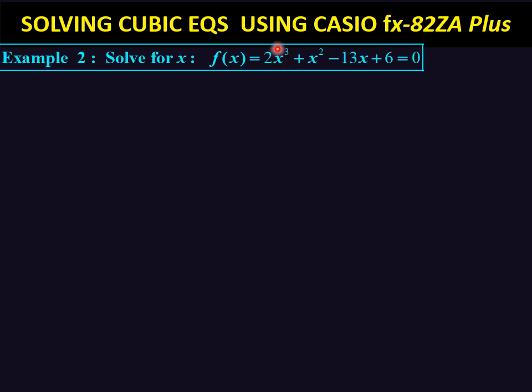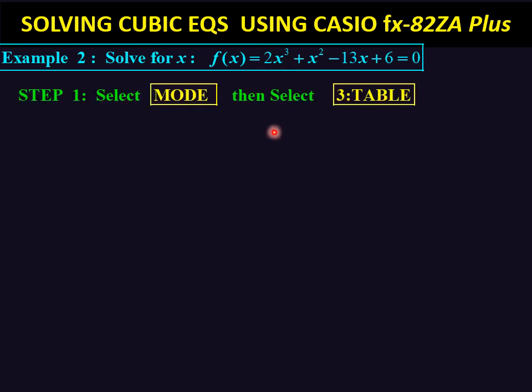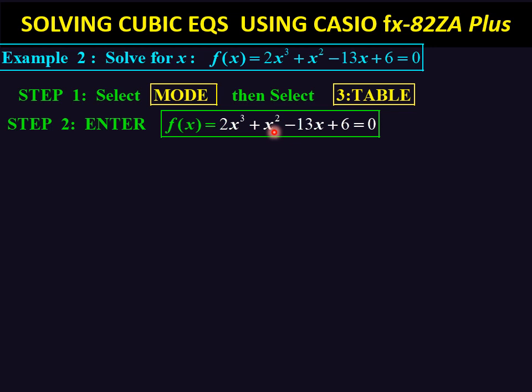Here we're going to take one with a coefficient that's not 1. Same procedure. Mode, table. You enter the expression there, and you use your alpha key. So you start. Now what would our start be here? Let's look at the 6. Let's not take the 6. Let's take a factor smaller than 6. So we start from -3 to 3.